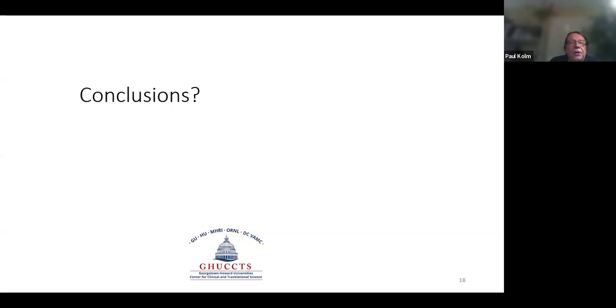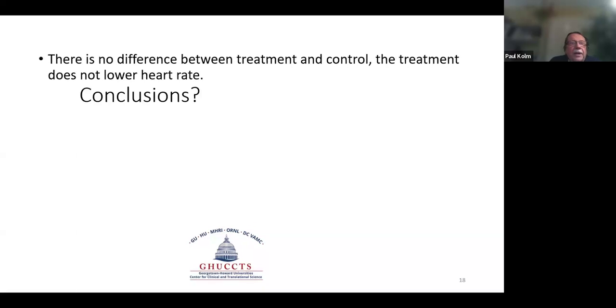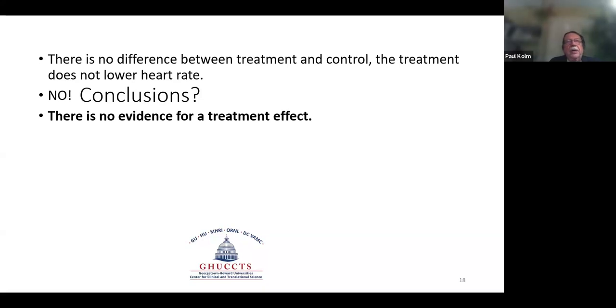And so what conclusions can we make? Can we say that there is no difference between treatment and control? The treatment does not lower heart rate? Well, no, we can't make that conclusion. And why can't we? Because all we can say is that there's no evidence for a treatment effect. From the classical standpoint, even though there's a true value out there, we don't know what it is. So our conclusion would have to be there's no evidence for a treatment effect.